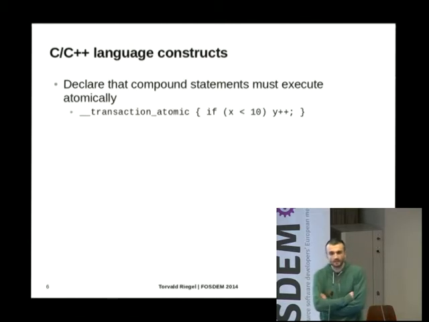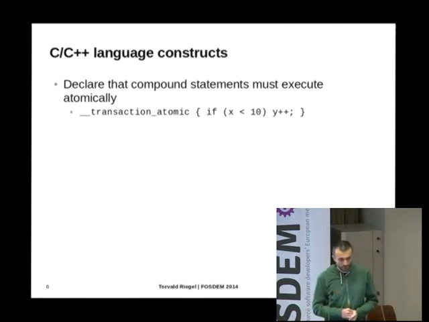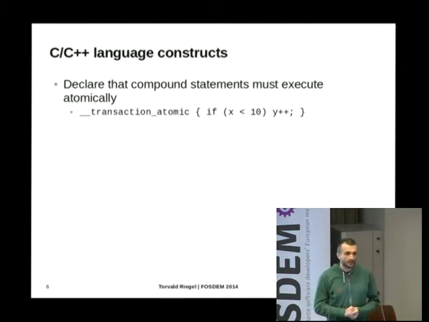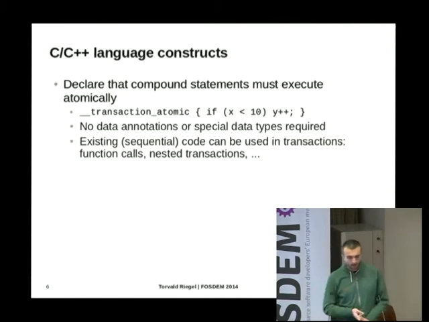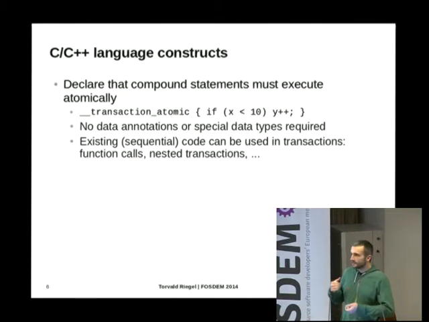So what do the C and C++ language constructs look like? We have this transaction atomic construct, and this allows a programmer to declare that the following compound statement must execute atomically. So in this case, the load of X and the potential load of Y and the store to Y will all be executed as one indivisible step. I'll explain the specific semantics later on. There are no data annotations or special data types necessary, right? And in those transactions, you can run existing sequential code, you can do function calls, you can have nested transactions and so on.